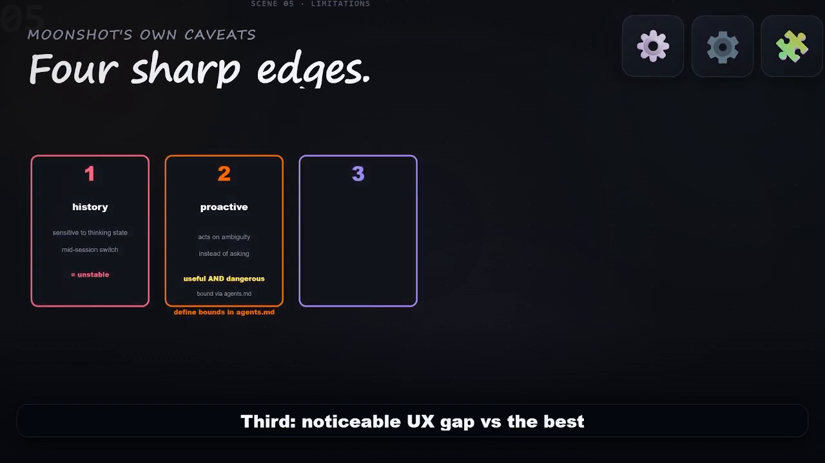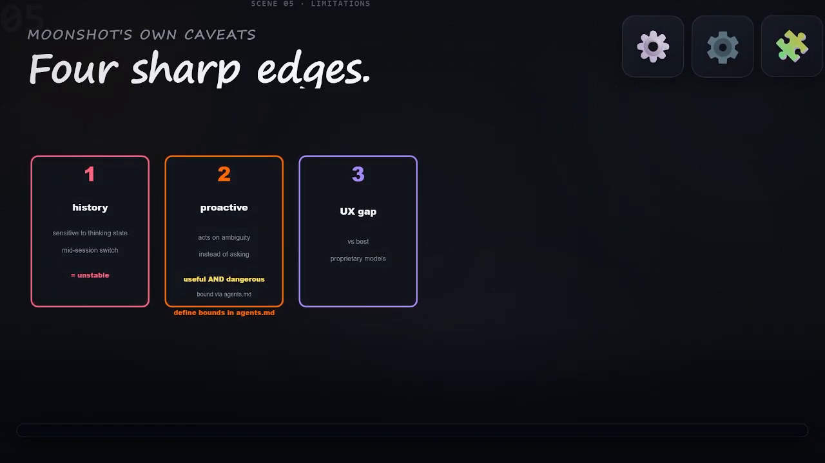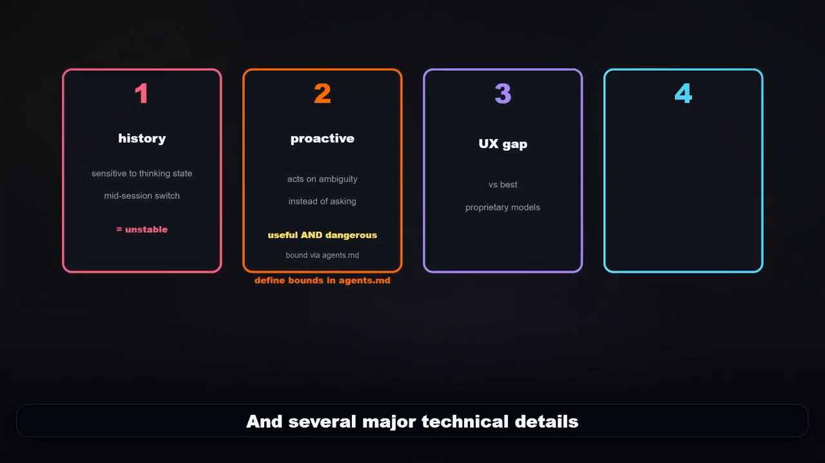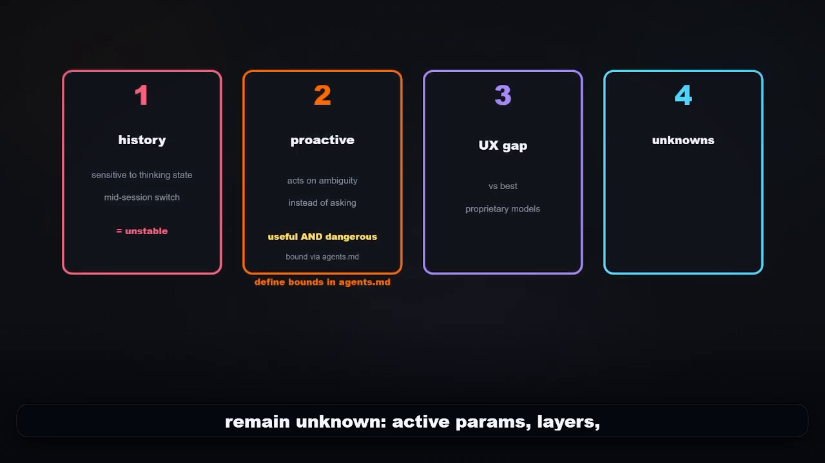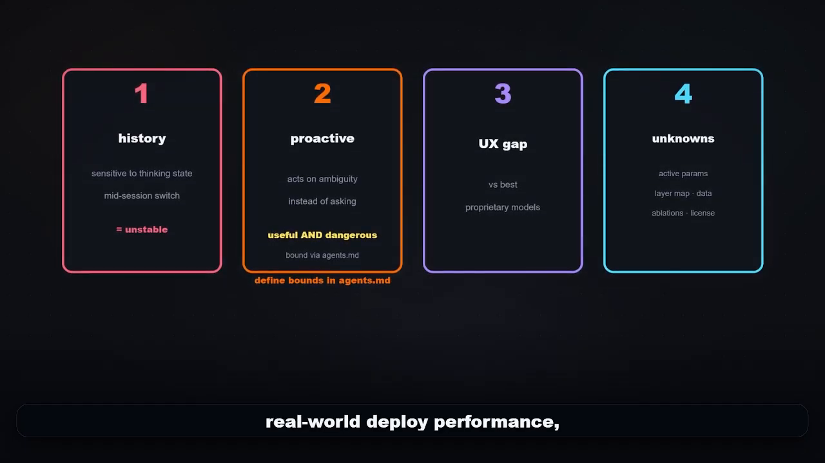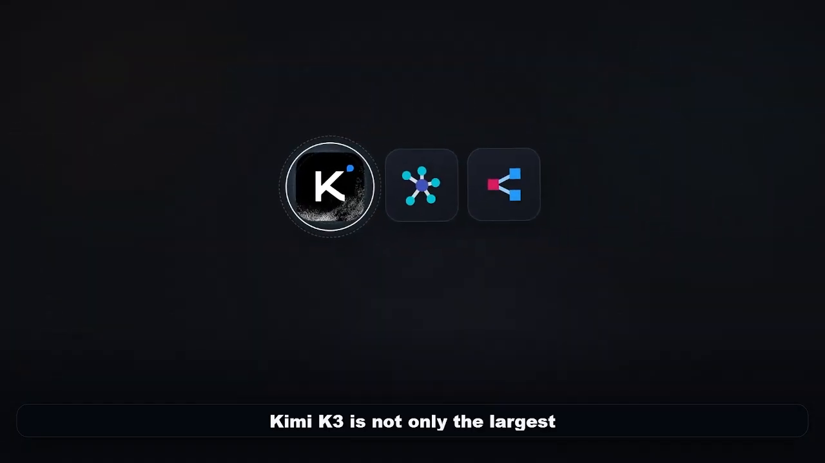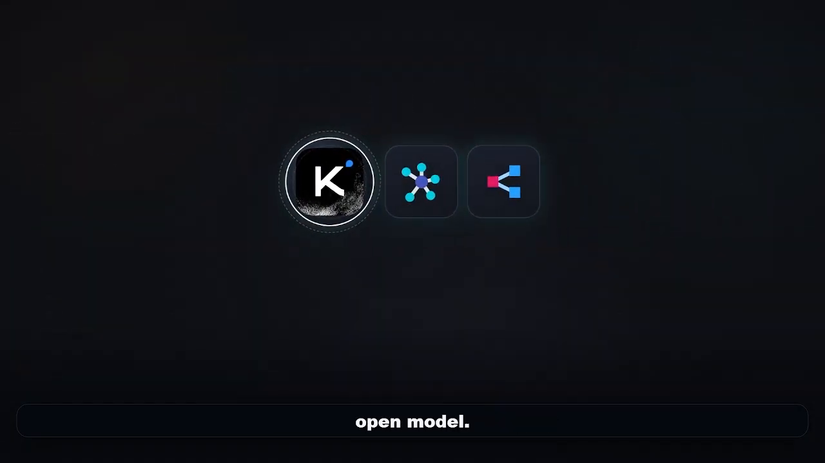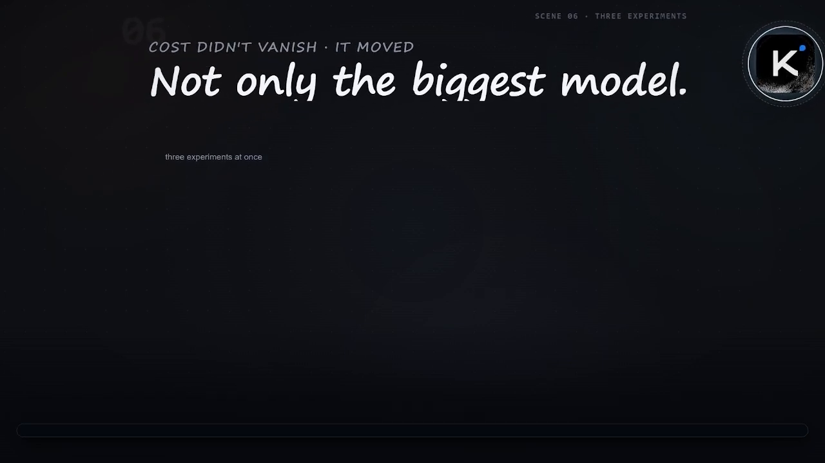Third, Moonshot explicitly says that K3 still has a noticeable user experience gap compared with the best proprietary models. And finally, several major technical details remain unknown: the active parameter count, exact layer configuration, training data and compute, K3-specific ablation studies, real-world performance across different deployments, and the final license for the weights. Kimi K3 should not be understood only as the largest open model. It is really 3 experiments happening at the same time.